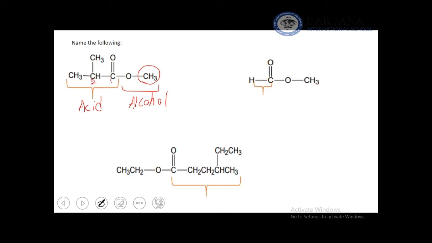1, 2, 3. So instead of writing 2-methylpropanoic acid, I will write 2-methylpropanoate. So the final name will be like that. I have to place first the substituent that's in the alcohol part, so it will be methyl, then 2-methylpropanoate.